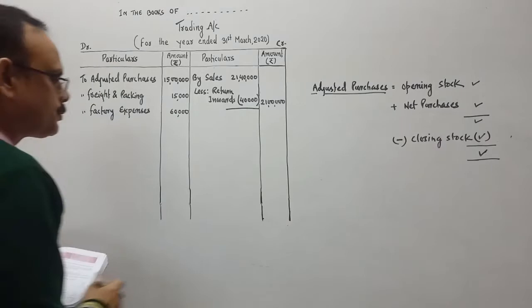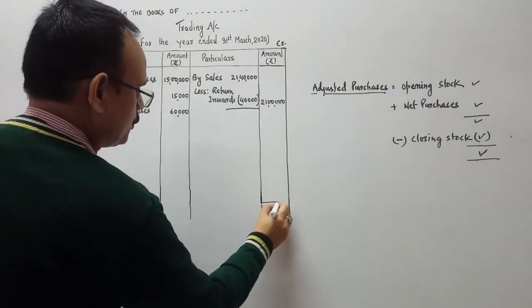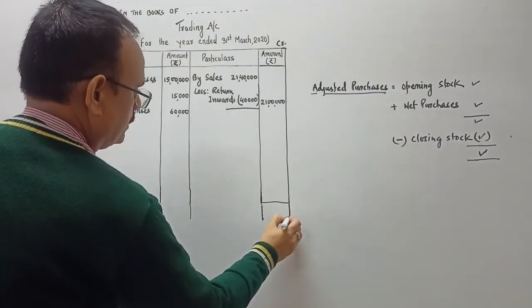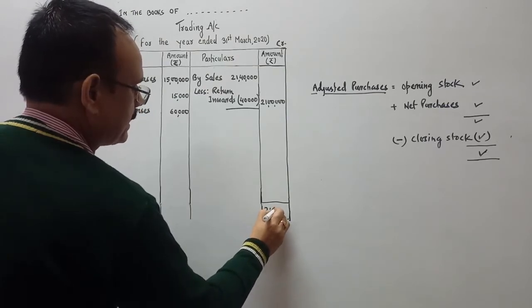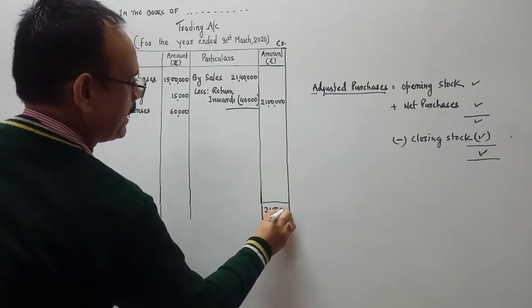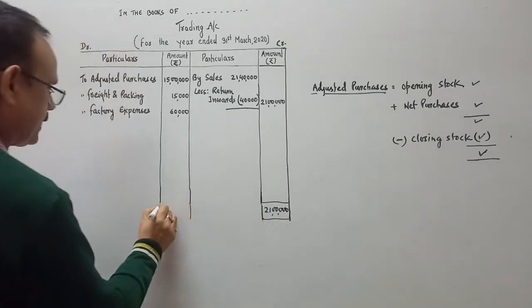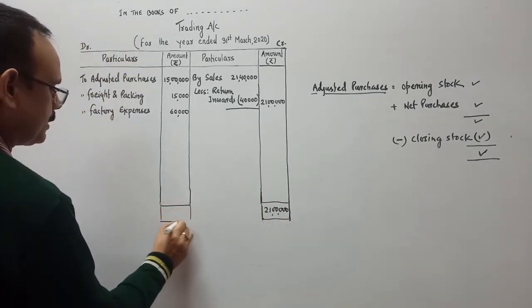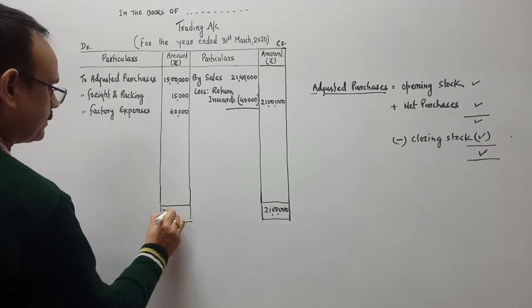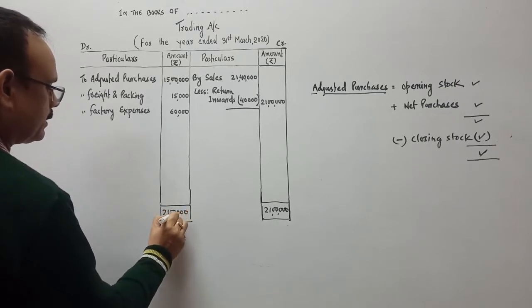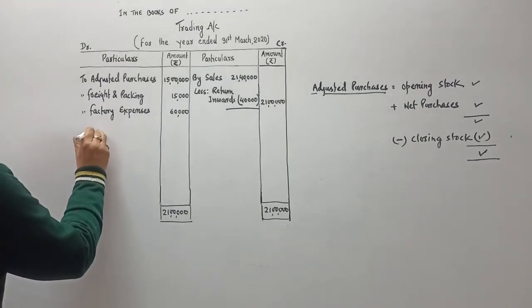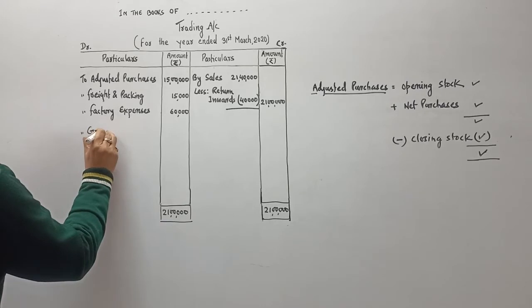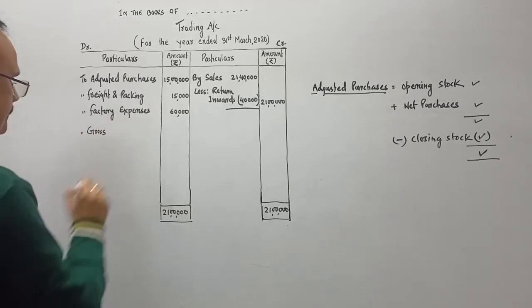Now see the difference, which side total is more and which side total is less. Credit side total is more, so you write the total first of the credit side, it is 21 lakh. Write the same total, 21 lakh, in the debit side. Then you find out the gross profit through the difference figure, the balancing figure.